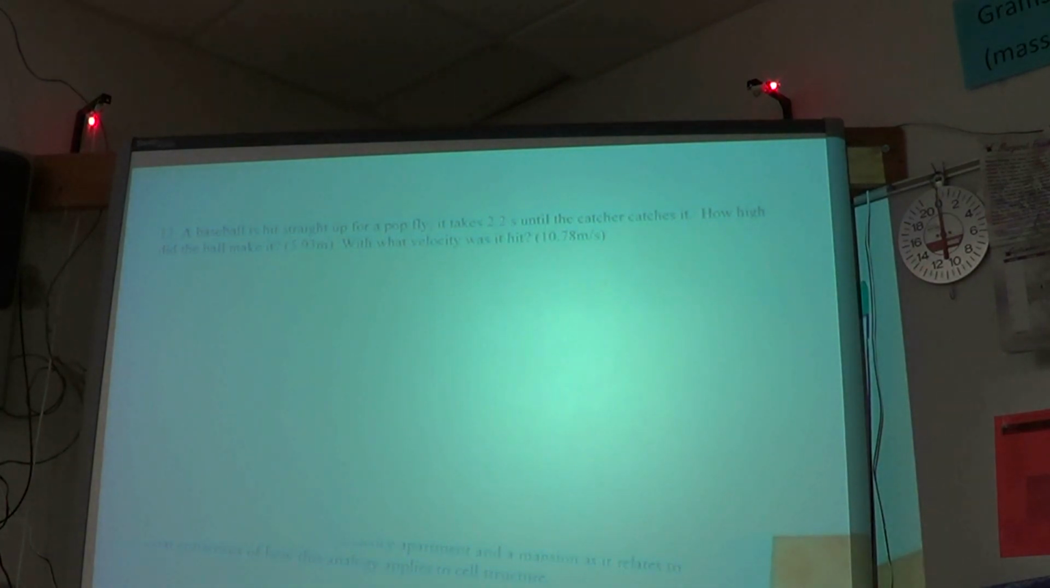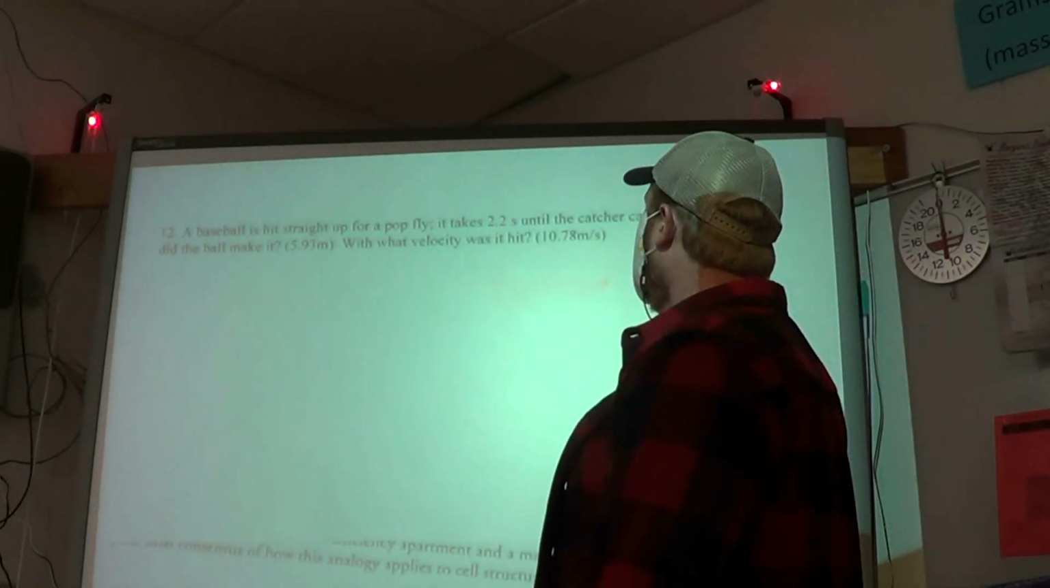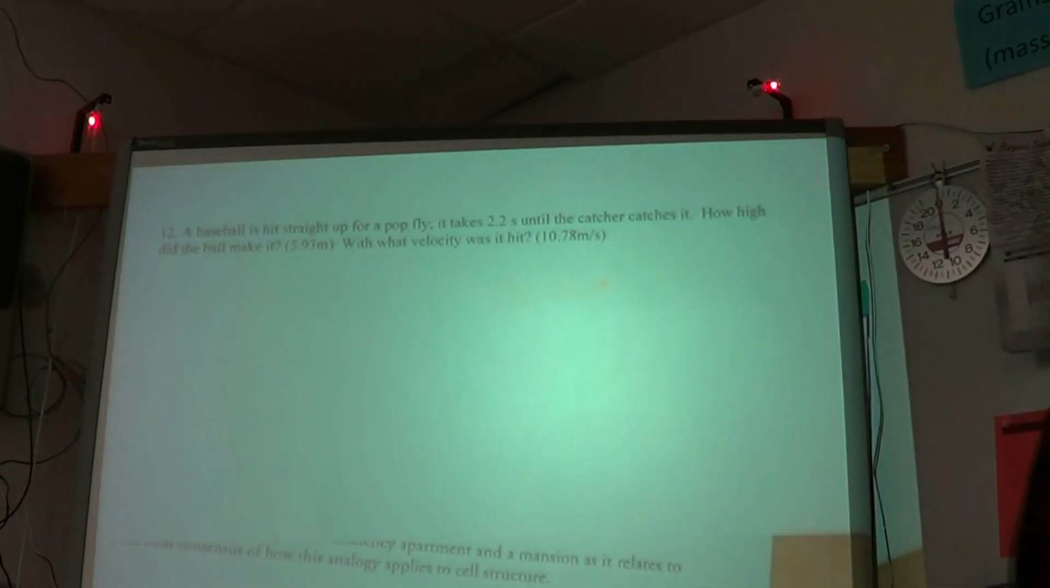Max height. Okay, so a baseball is hit straight up for a pop fly. It takes 2.2 seconds until the catcher catches it. How high did the ball make it? And then with what velocity was it hit? Okay, so there's two parts. Let's ignore the "with what velocity" part. How high did that ball go? Okay, so we're looking at in-class problem number 12.